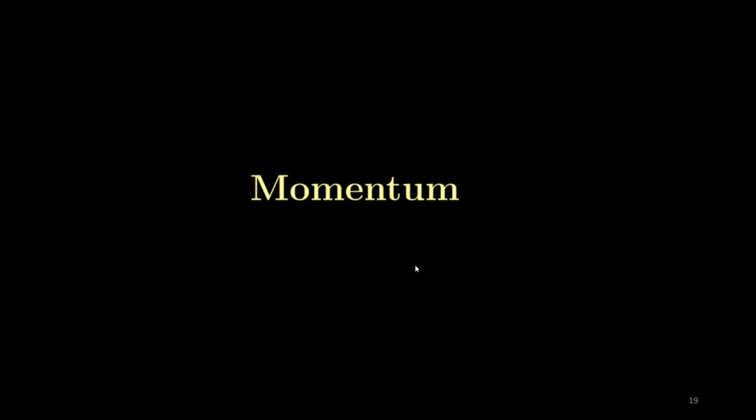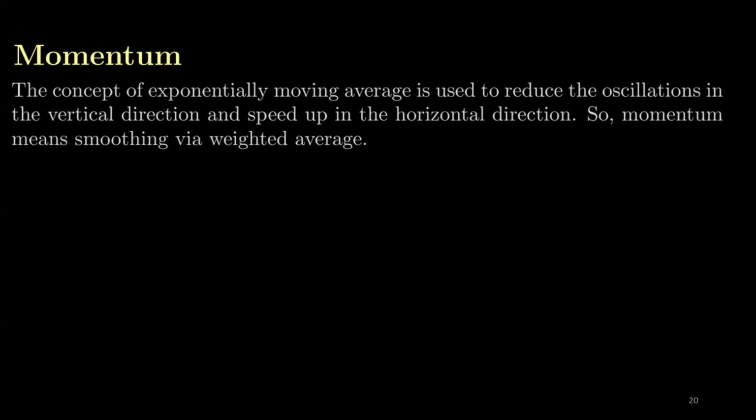So in this lecture, we will learn about another very important quantity which is used with optimizer. This quantity is called momentum. So what is momentum? In the previous lecture, we learned about the exponentially moving average. Exponentially moving average is the process to reduce the oscillation in the vertical direction and to increase the speed in the horizontal direction so that we can reach the minimum value of the loss function much earlier.